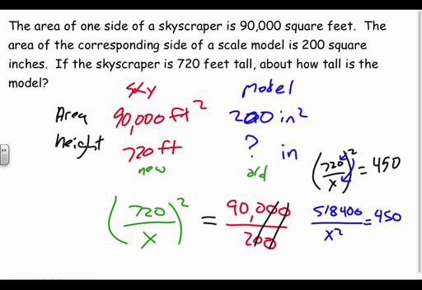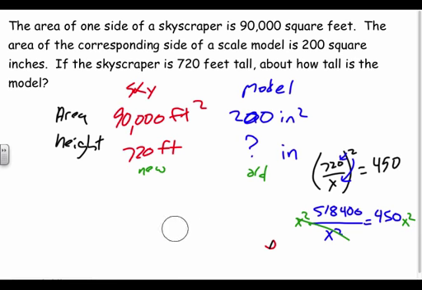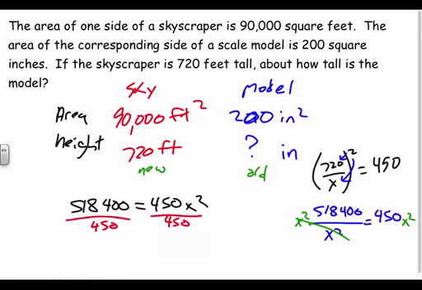So now we got to times by x squared on both sides to get out of the denominator. Times by x squared. So that cancels. Well, I got a mess here. Let me erase some of this stuff. I'm going to bring this guy over here. So what do I have left? I got 518,400 equals 450x squared. So to get the x squared by itself, divide by 450. Divide by 450.